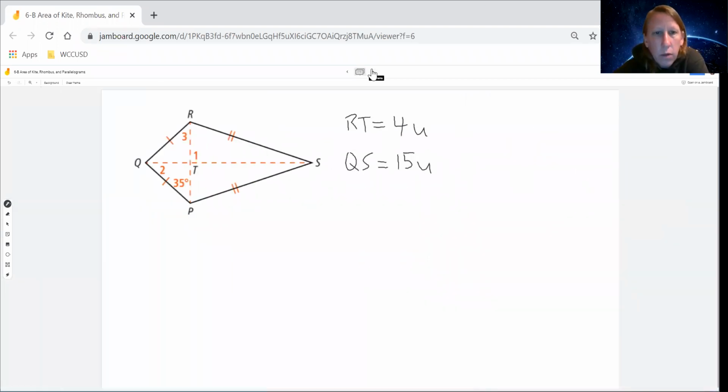Okay, I think we're going to let you try that one on your own. Notice that from R to T is 4 units. That means the diagonal is going to be not 4, but twice that, because in a kite, the diagonal is cut in half. The short diagonal is bisected. So that's also 4 units. Okay.